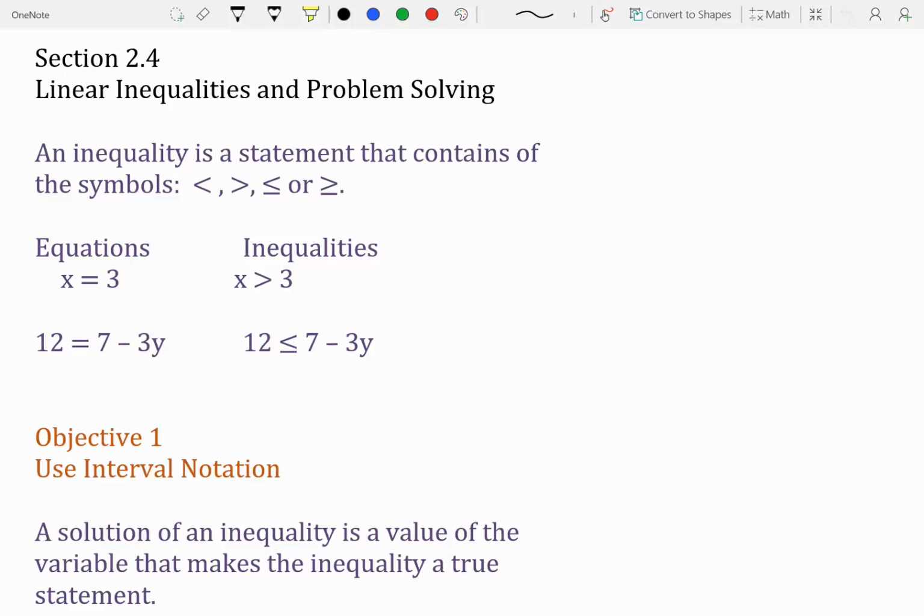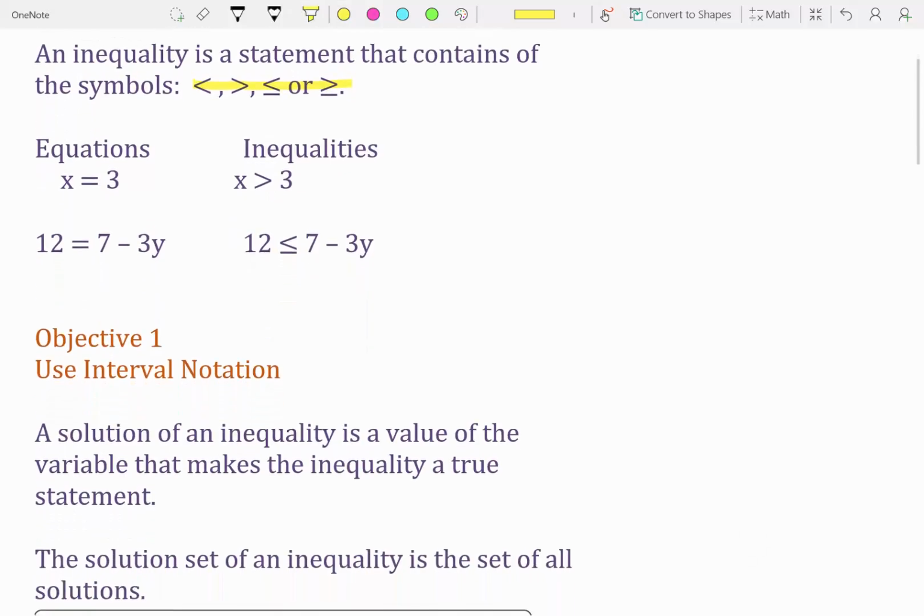Section 2.4, Linear Inequalities and Problem Solving. Linear inequalities are basically an equation, except you have one of these symbols instead of an equality sign. So if we have the equation x equals 3 or 12 equals 7 minus 3y, these are the versions of inequalities that we could have. Just interchange all the symbols. So objective 1, use interval notation.